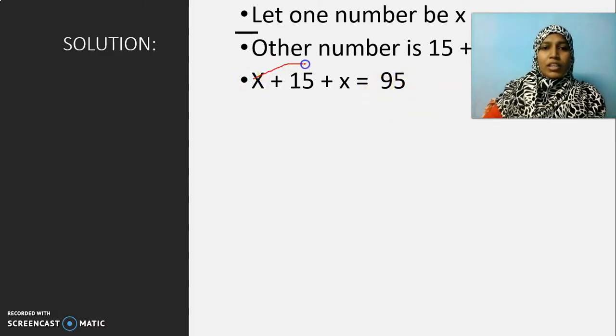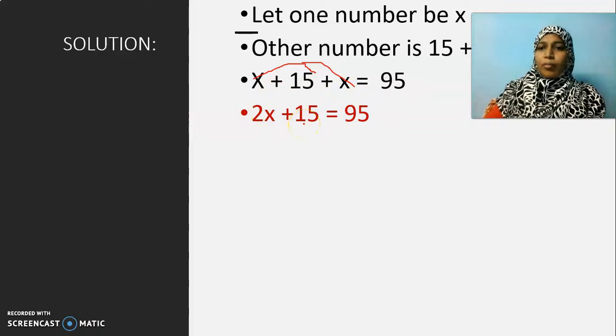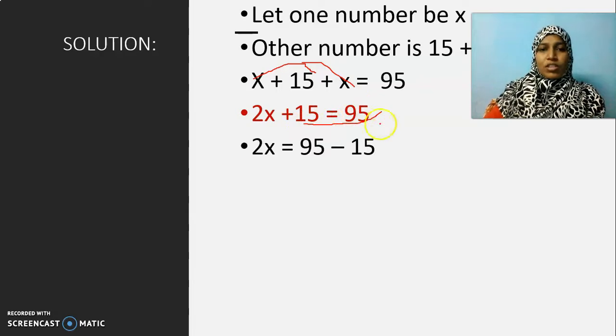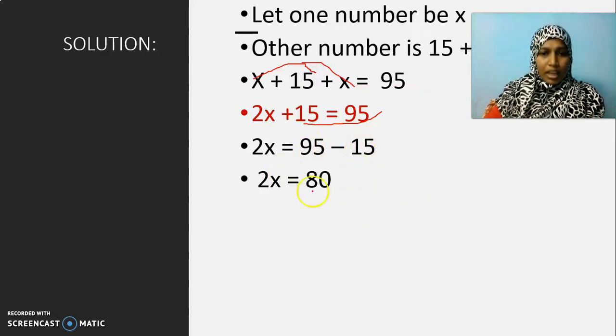Now x plus x together, we get 2x plus 15 is equal to 95. This is the required equation. And we are going to solve this equation by the rule of transposing. So what does that rule state? We have to transpose one by one. So plus 15 will get transposed to this side as minus 15. This plus 15 has come to the right hand side as minus 15. So 95 minus 15 is 80.